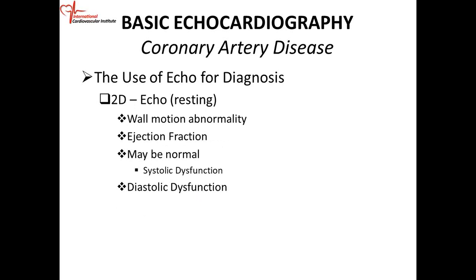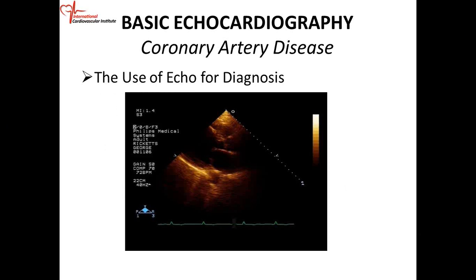How do we use echo to assess coronary artery disease? Echo plays a very crucial role in the assessment of coronary artery disease, because remember what we said, you can have both diastolic and systolic dysfunction. So you can evaluate the systolic dysfunction, you can evaluate the diastolic dysfunction. We can look at the ejection fraction, wall motion abnormality. So the echo is crucial in the assessment of patients with coronary artery disease.